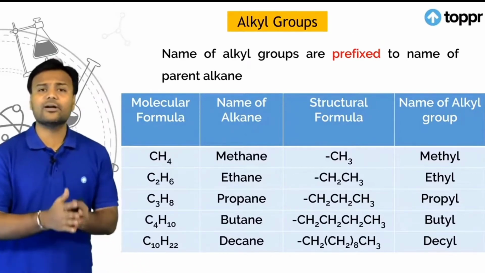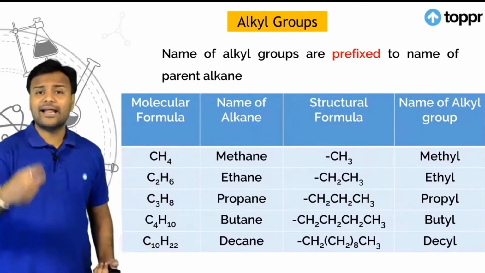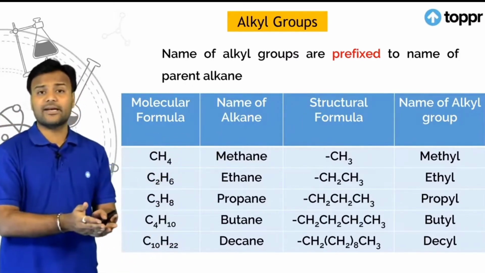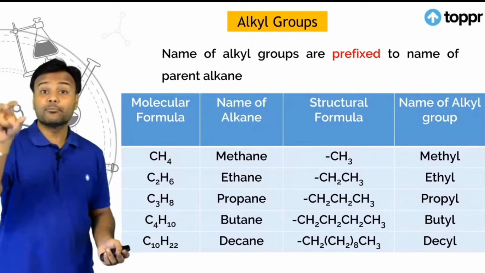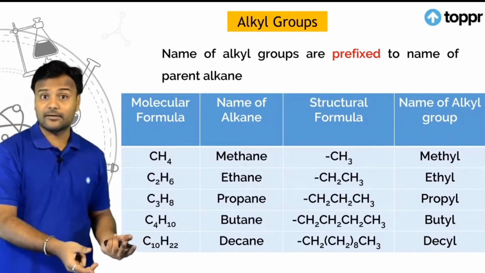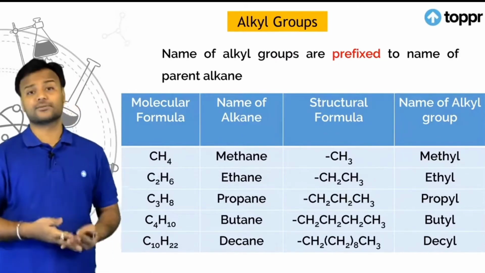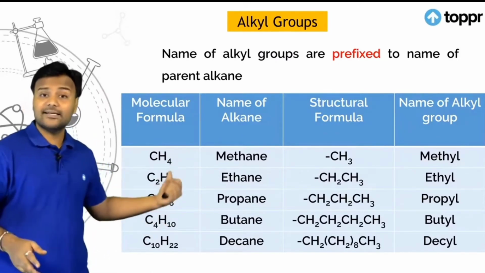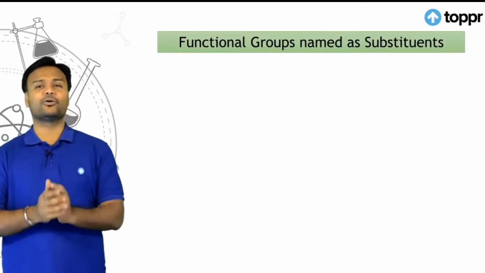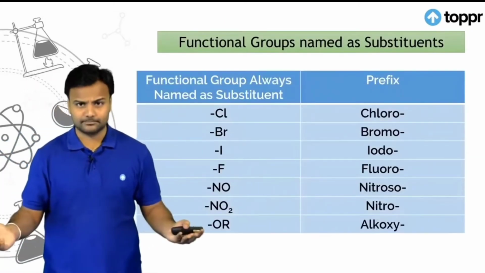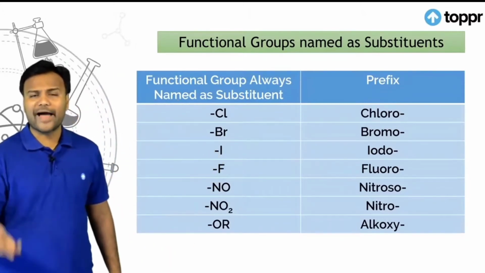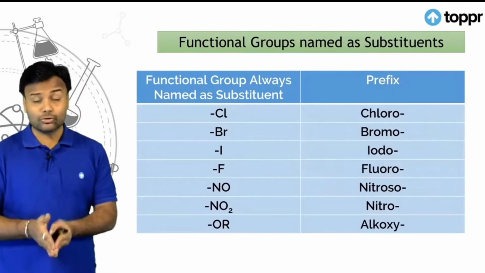So all these are nothing but your alkyl groups. They are attached to the carbon chains. So when you are selecting the longest carbon chain, you can see there are some groups which are left over. That means those groups which consist of carbon, those are nothing but your alkyl groups. Clear? And these will be your prefixes. Now, moving on to the functional groups named as substituents. Look at this. So what are these? Chloro, bromo, iodo, fluoro, NO, that is nitroso.